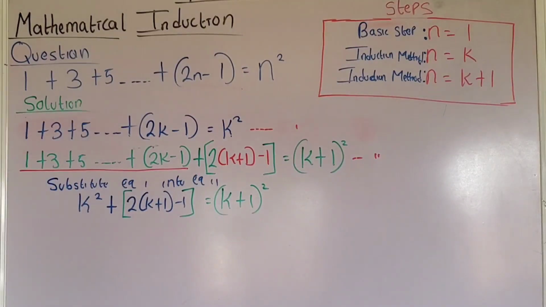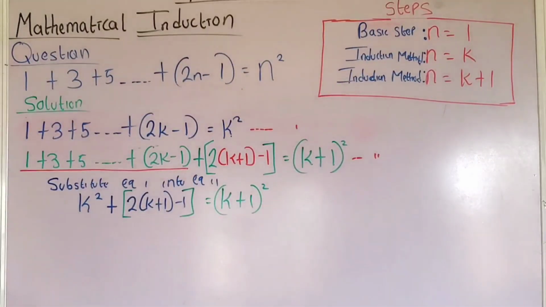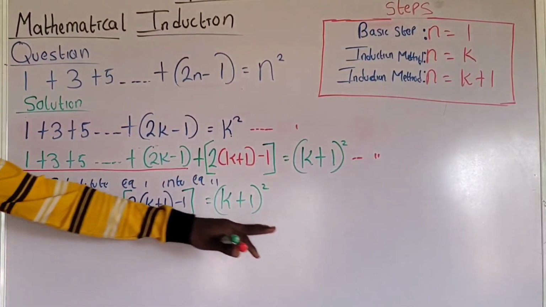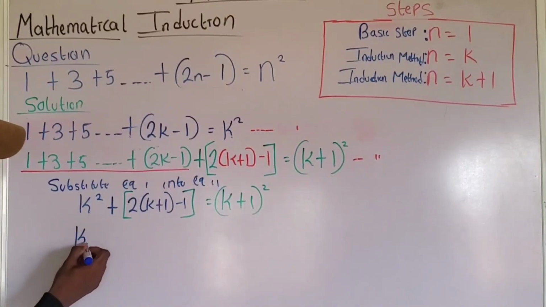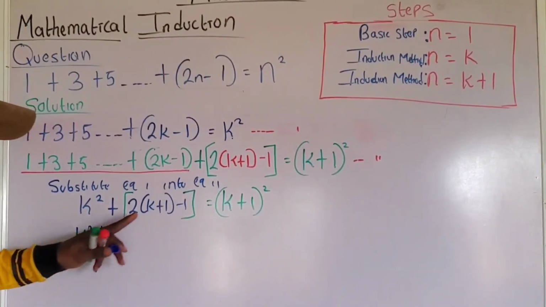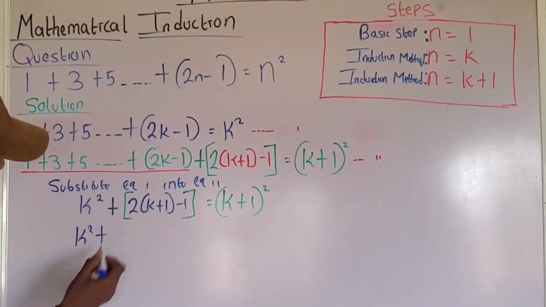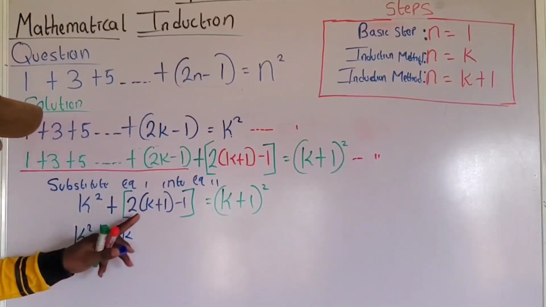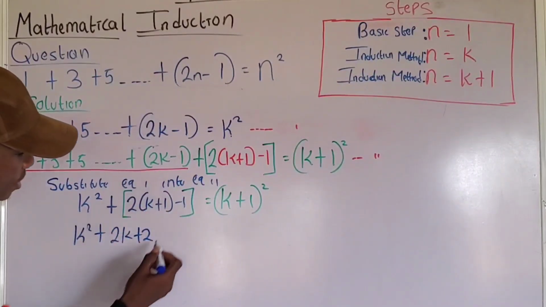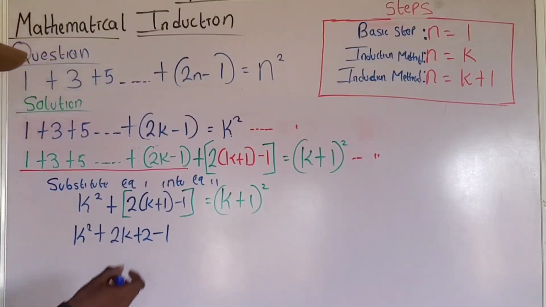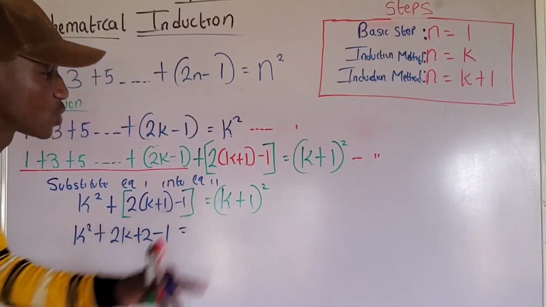Yes. Now let us proceed. From this point, let us now simplify and check. Maybe we are going to arrive at the same answer on the left hand side and the right hand side. So for this I'm going to have k squared plus, now let us open the bracket, 2 times k, that is 2k, plus 2 times plus 1, that is plus 2. Now we are going to bring the minus 1, equals to, now here we have k plus 1 squared.